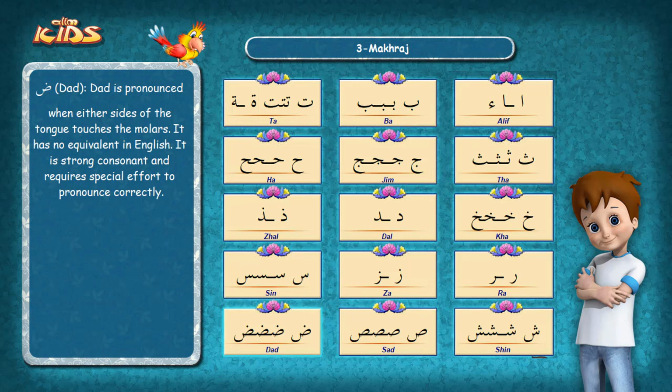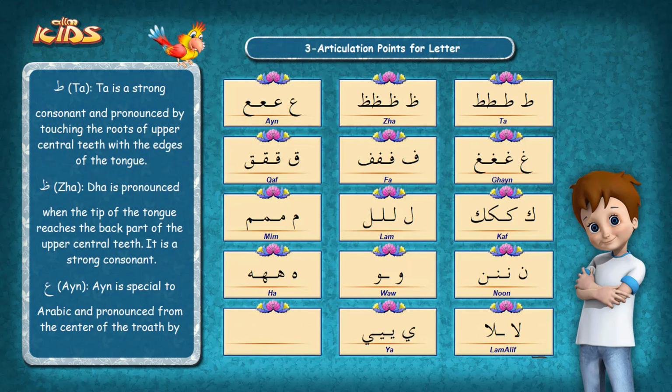Dad. Dad is pronounced when either side of the tongue touches the molars. It has no equivalent in English. It is a strong consonant and requires special effort to pronounce correctly. T. T is a strong consonant and pronounced by touching the roots of the upper central teeth with the edges of the tongue. Z. Z is pronounced when the tip of the tongue reaches the back part of the upper central teeth. It is a strong consonant.